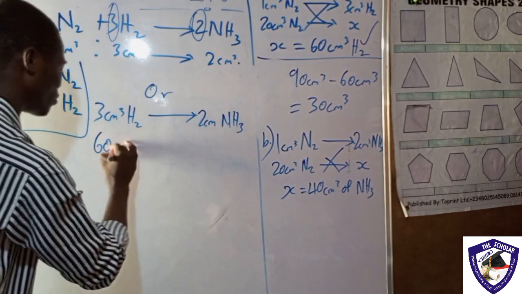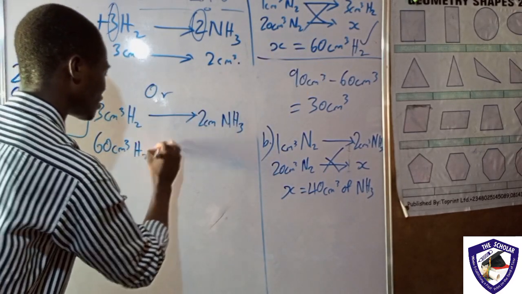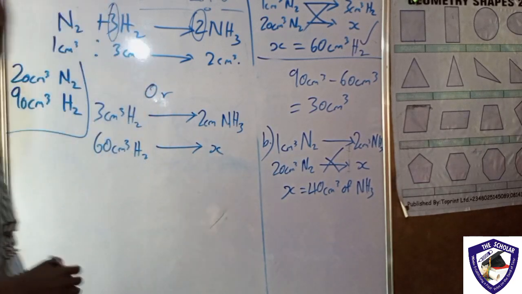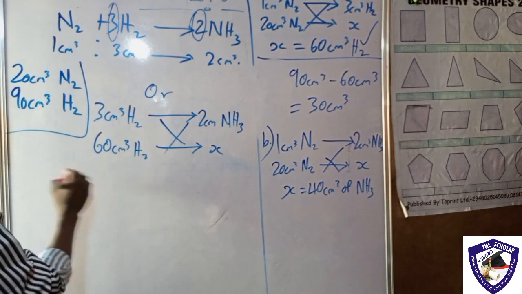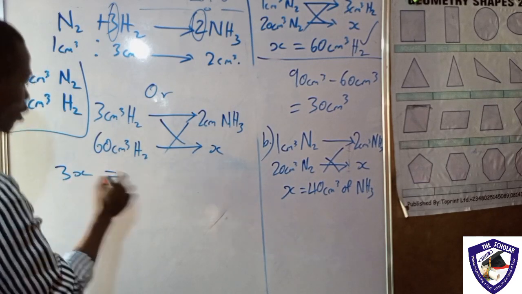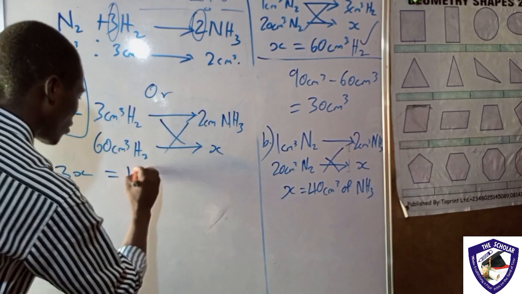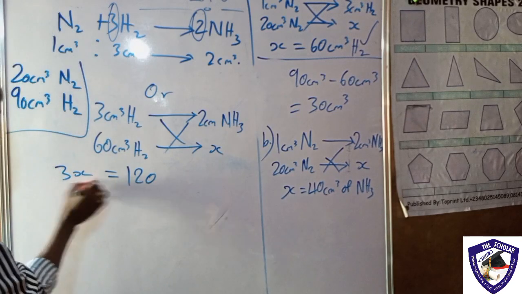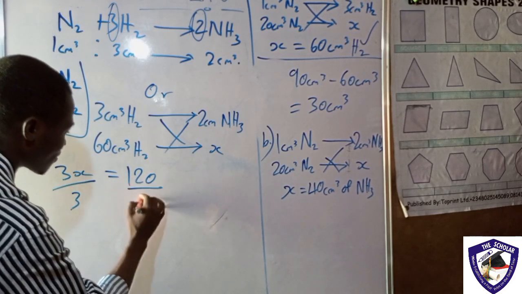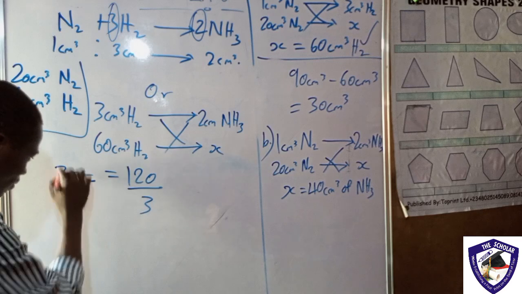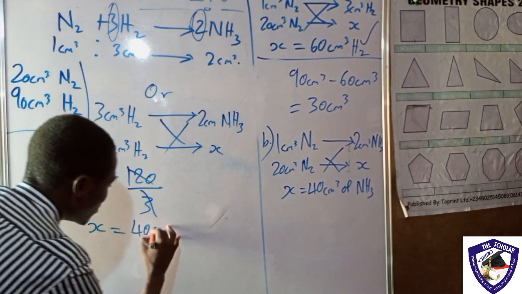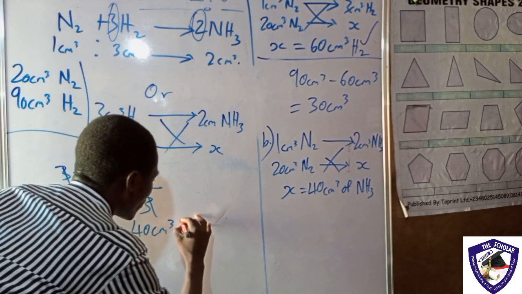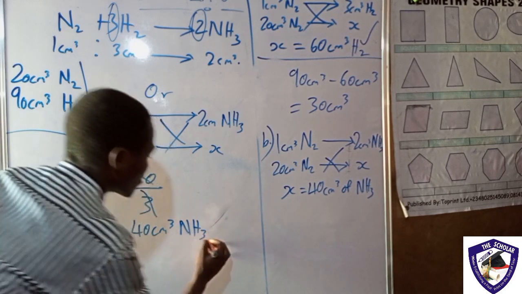60 centimeter cube of hydrogen gives us X. If you cross multiply, we have 3X equal to 60 times 2, which is 120. Then you divide both sides by the coefficient of X, which is 3. Our X is equal to 40 centimeter cube of NH3.